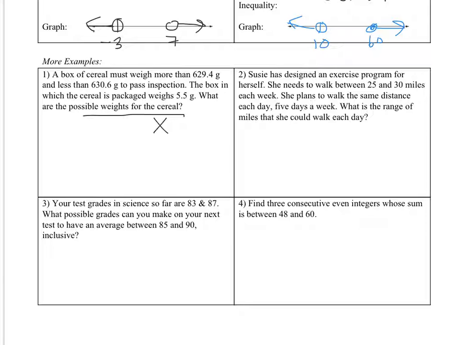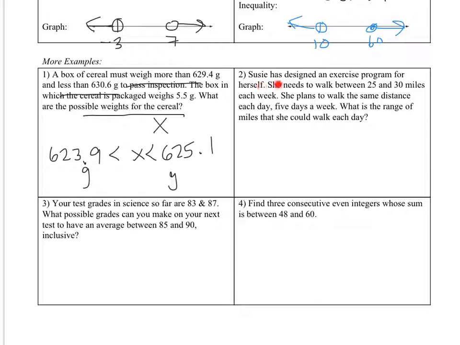So I'm going to take 629.4 and subtract 5.5. And I get 623.9. So that is the least amount of cereal that you can have. So it weighs more than, so it actually has to be less than x and less than 630.6. But I have to subtract 630.6 minus 5.5 to get the actual weight of the cereal. So this is 625.1 grams.